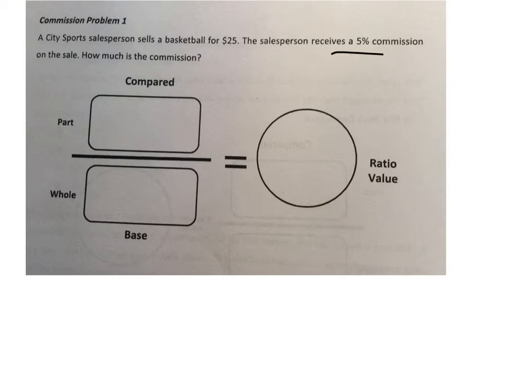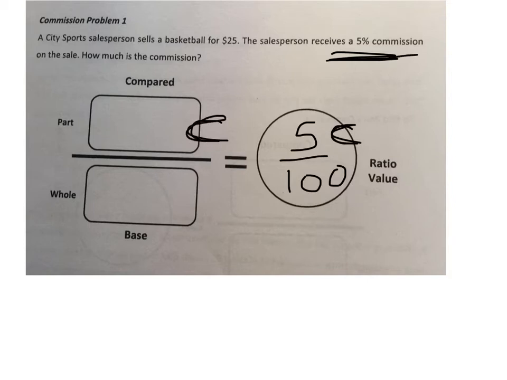So right away I see, oh, there's my percent number. So it's 5 out of 100. So I'm going to label that C for commission, not correct, but it's a 5% commission. So over here, that's going to be the commission. The only other number we're given is the basketball costs $25. The salesperson does not get all $25. The total price of the basketball is $25, so that means the $25 has got to go on the bottom.